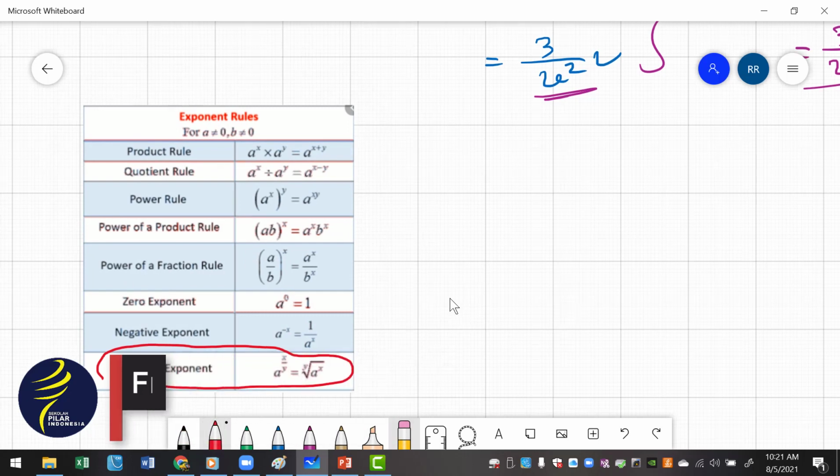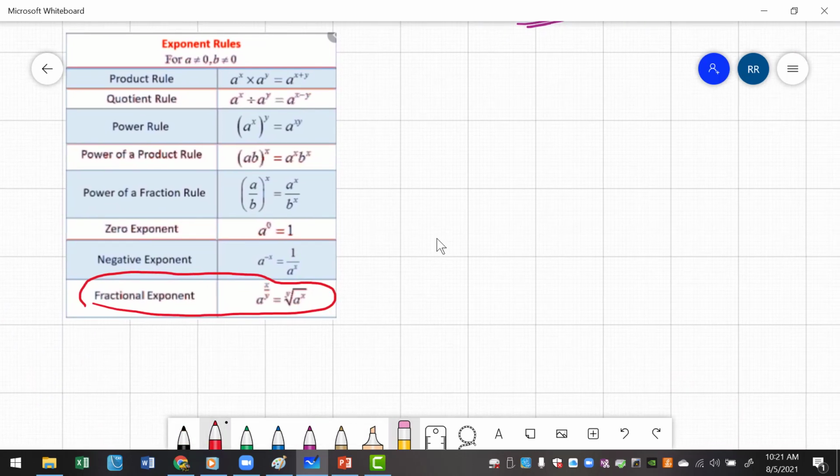In this fractional exponent, we can write down the exponent in index form. If the index is in a fractional form, you can write it down as a root form. So if I have a to the power of n over m, I can write this down as the mth root of a to the power of n. So remember that the denominator should be in here. Don't swap them around.